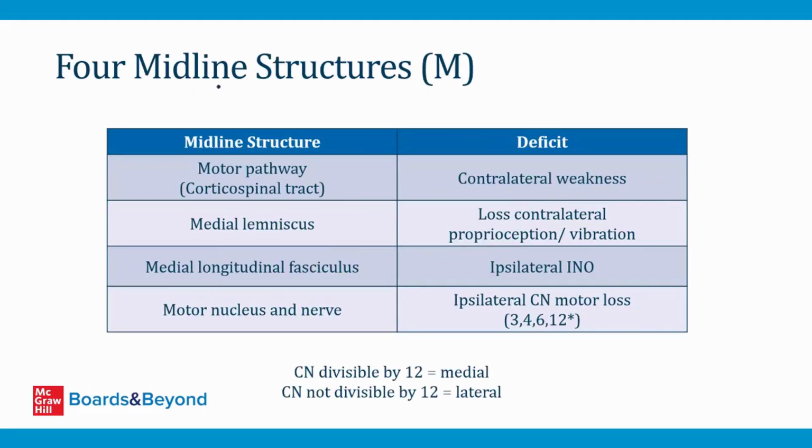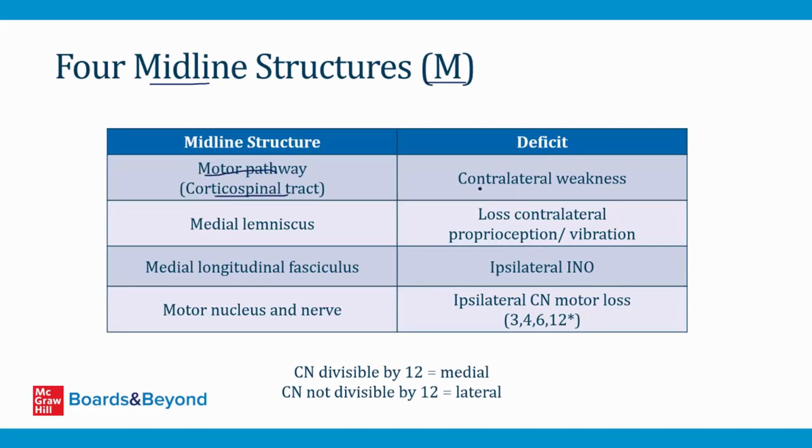Okay, and then according to the rule of fours, there are 4 midline structures that all begin with the letter M. Damage to these structures is going to indicate that a lesion is midline or medial in the brainstem. So what are the 4 structures that begin with the letter M? First one is the motor pathway. This refers to the corticospinal tract.